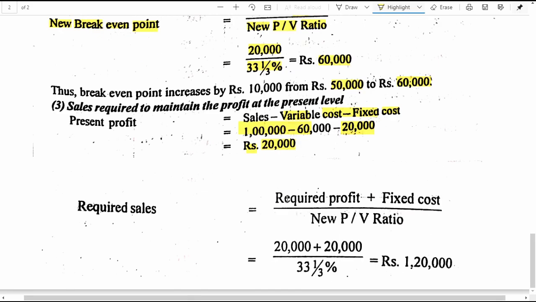Now let's calculate the required sales to be made to maintain the same 20,000 rupees profit in the revised situation also. What is the formula for calculating required sales to earn a desired profit? Required profit or desired profit plus fixed cost, the whole divided by PVR. 20,000 is the required profit plus the fixed cost 20,000 rupees, the whole divided by PVR 33 1/3%. That gives us 1,20,000 rupees of sales to be made to maintain the same present profit in the future also.